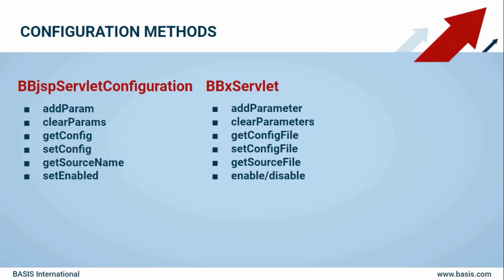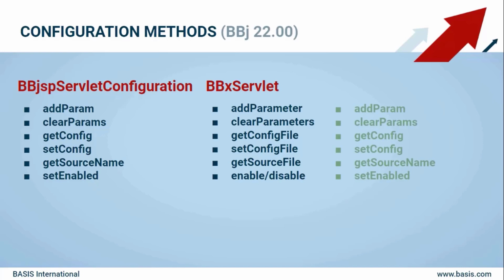addParam was changed to addParameter, clearParams was extended to clearParameters, get and set config were extended to get and set config file, get source name was changed to get source file, and set enabled was completely removed and replaced with enable and disable. Once again, I went through and individually changed these method names in BBJ22 to streamline the migration process. In BBJ22, BBxServlet configuration objects now contain the same methods as BBjspServlet configuration. However, if you're still running BBJ21, you may need to change one or more of the following method names.